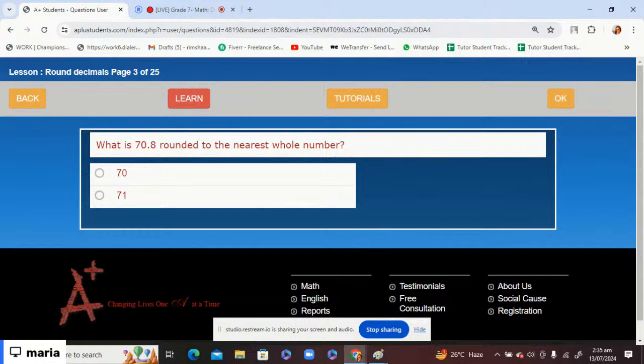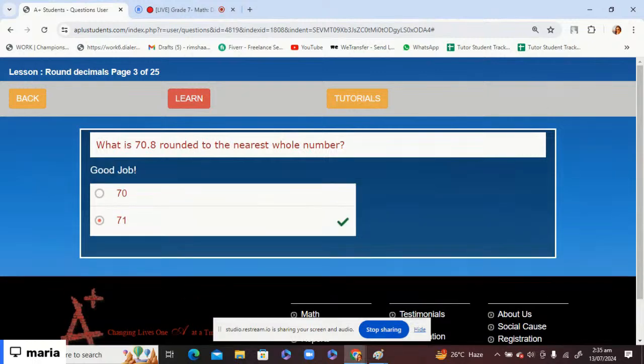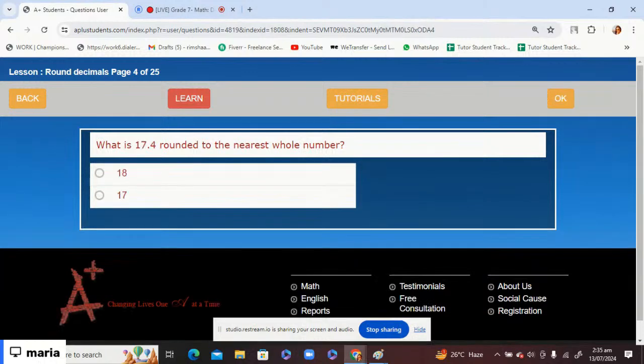So what is 70.8 rounded to the nearest whole number? 70.8. Here is the 8, which is again greater than 5. So 70 can be changed into 71. Okay? Here is the right answer. So 17.4 rounded to the nearest whole number. After the point it's 4, which is less than 5. So we are not able to change. It's still the same, that is 17.